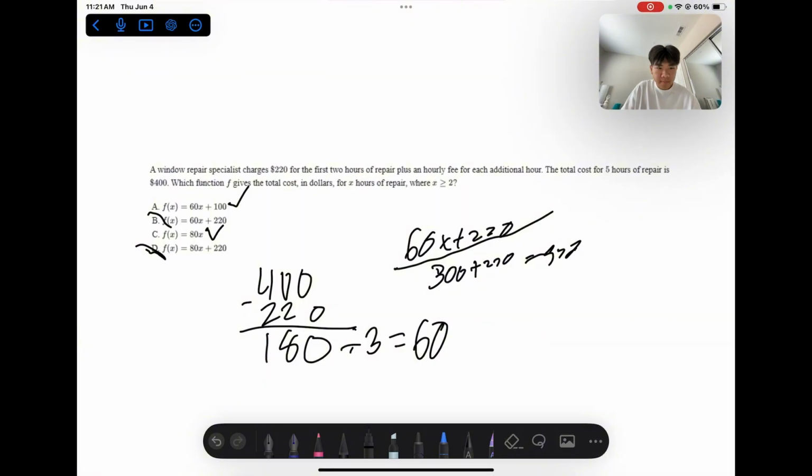So they both work, but now let's just think of a different x value we could put. In this case, they already give, for the first 2 hours is $220. So let's use that. Plug 2 into x. First one, 60 times 2 is 120 plus 100 is 220. So that one works. How about C? 80 times 2 is 160. So that doesn't work. So then that's how you get your answer of A, right?